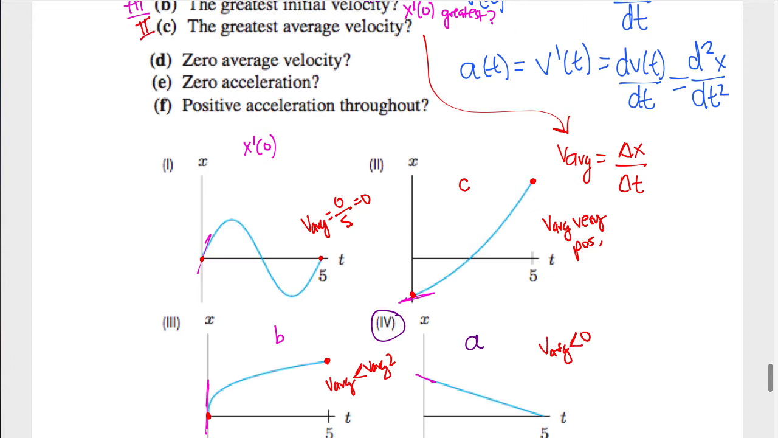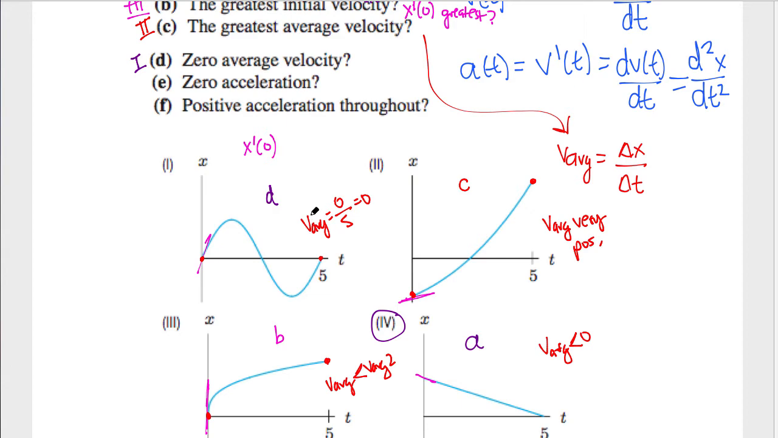So, moving on. D, which one has 0 average velocity? Well, since we've already looked through our average velocities, it appears that number 1 has an average velocity of 0 because there's no overall change in position. So D applies to number 1.